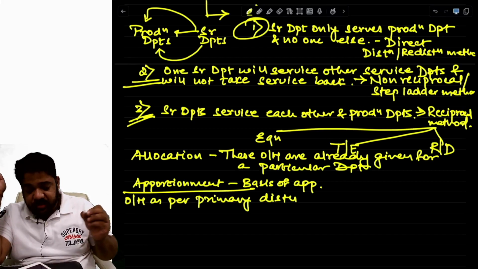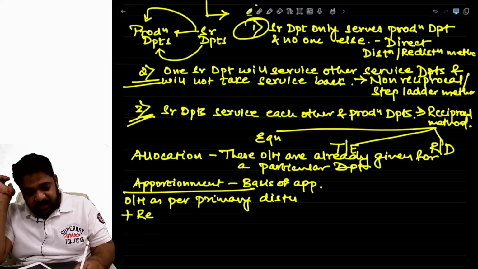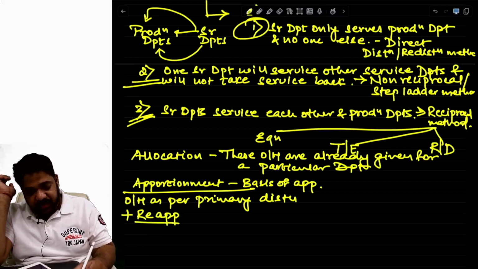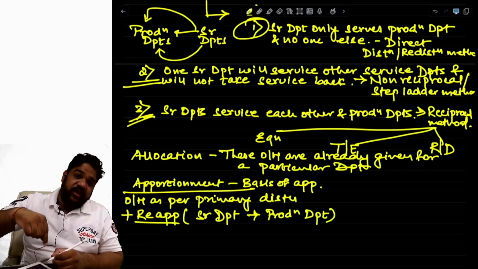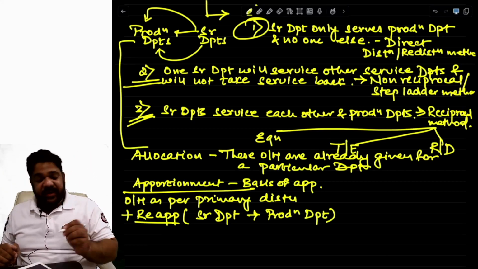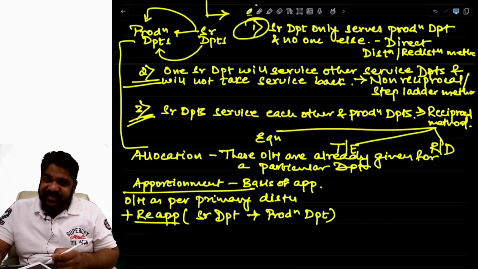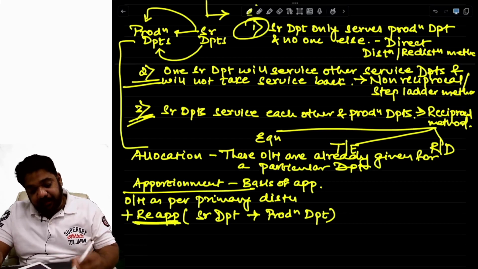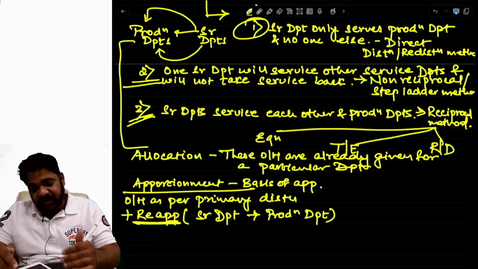primary distribution. And then after the primary distribution comes the reapportionment. Now, reapportionment is where service department costs are transferred to the production department. And over here, these three methods are applicable, whether it is a direct distribution or non-reciprocal or a reciprocal method, it comes in the reapportionment stage. Okay, so it happens then, not before that.